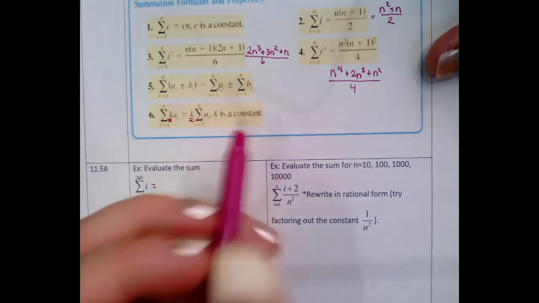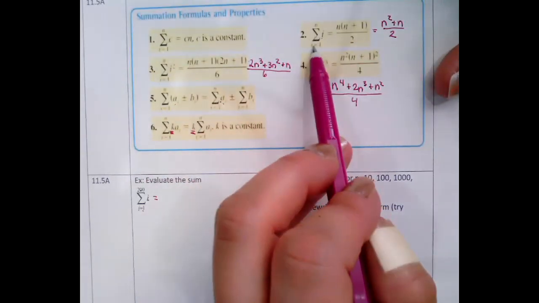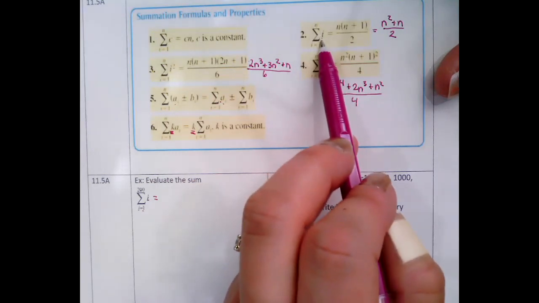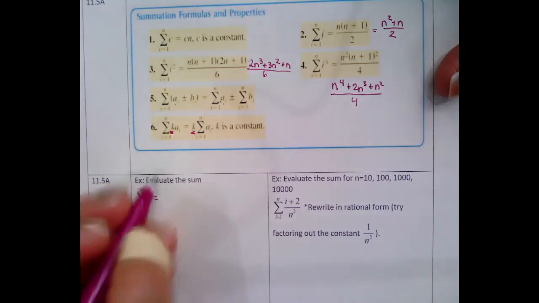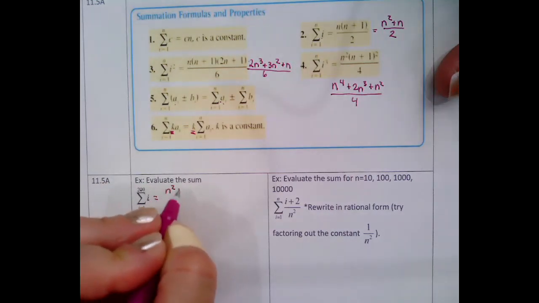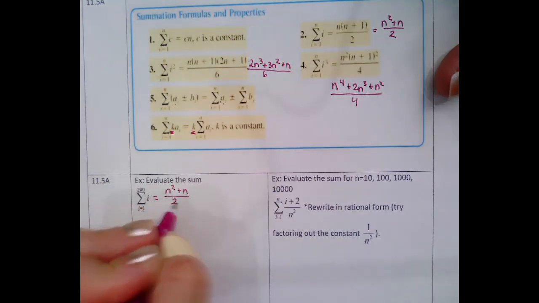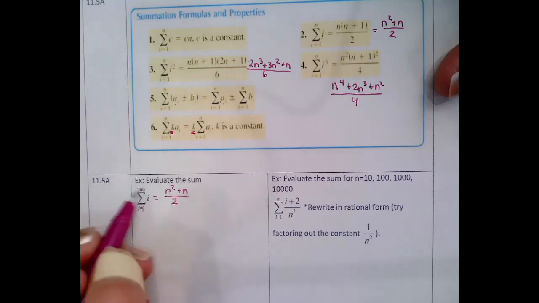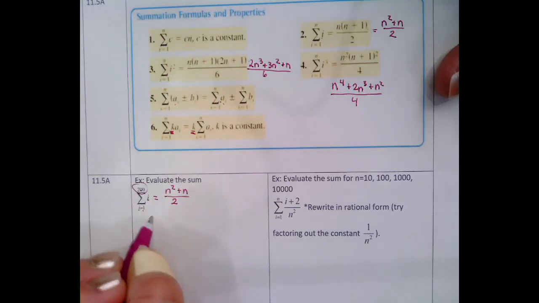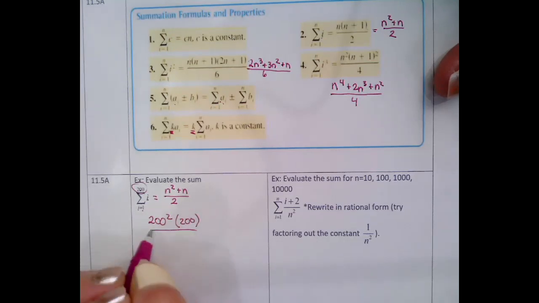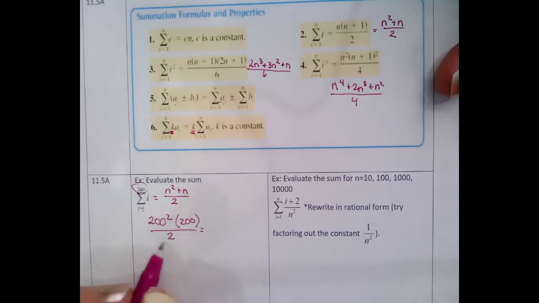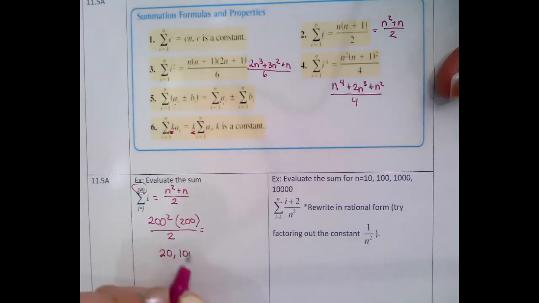Well, looking up here, we know that our formula for the sum from i equals 1 to n for i is n times n plus 1 over 2, or n squared plus n over 2. So I'm just going to replace that with n squared plus n over 2. And now I'm going to replace those n's with that 200. So it's going to become 200 squared plus 200 all over 2. I'm going to plug that into my calculator and I get 20,100.